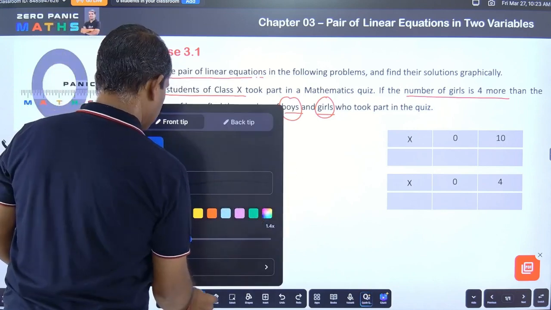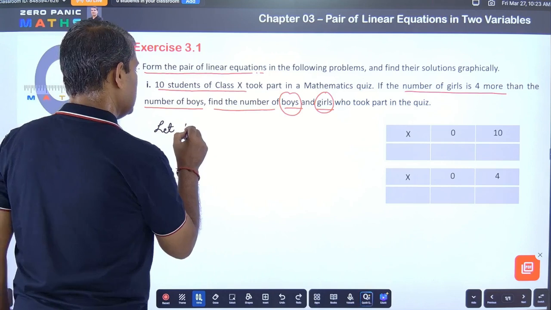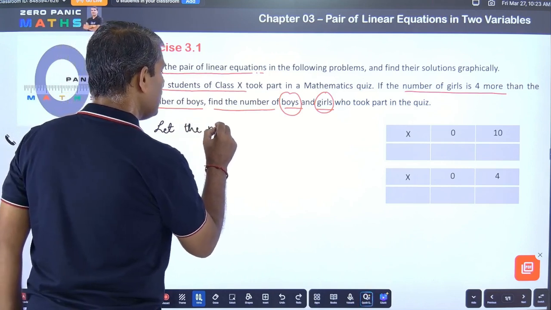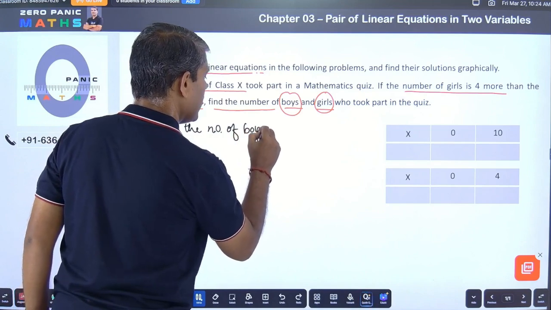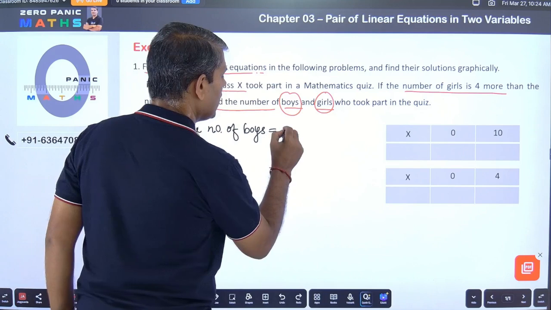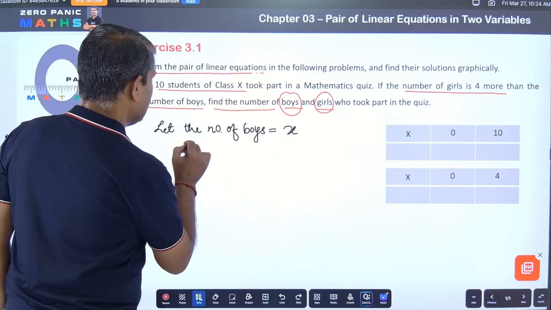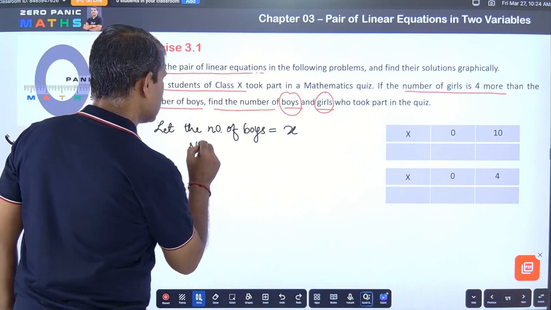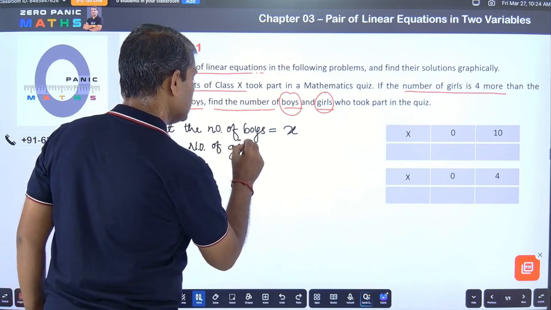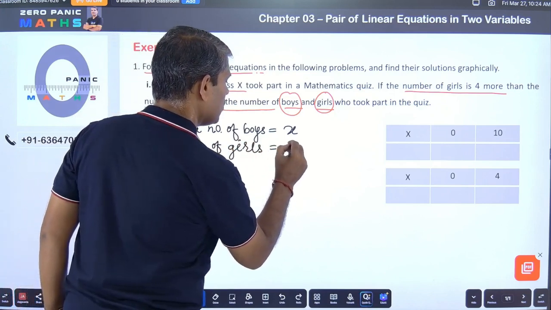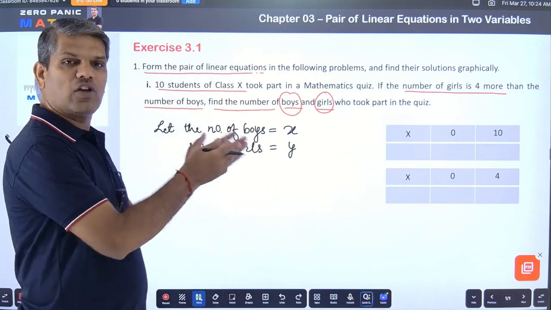Let the number of boys be equal to x, and the number of girls be equal to y. So we got x and y. We have to resolve this question.